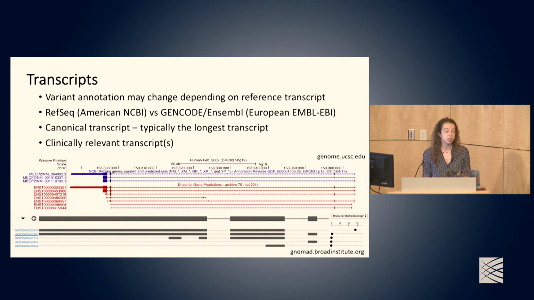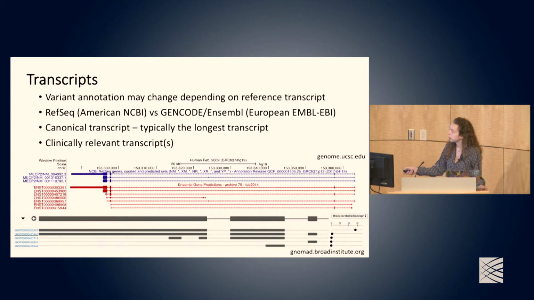We talk a lot about the canonical transcript. It tends to be the longest transcript that includes all of the exons. There are a few exceptions to that, but that's what I typically mean by that. And then, of course, for whatever disorder you're thinking about, there might be one transcript or a few transcripts that are more clinically relevant than other transcripts. That's also something that people are working on curating and sharing more of that information.